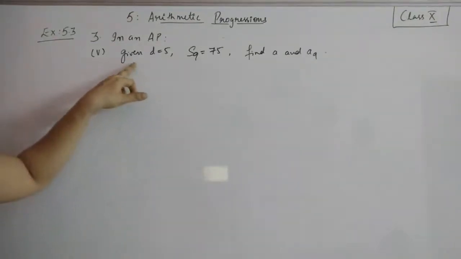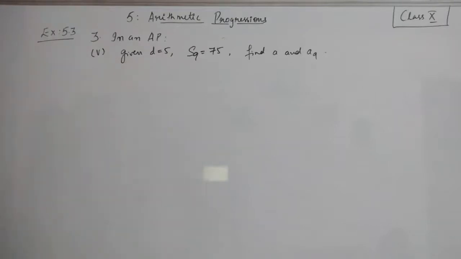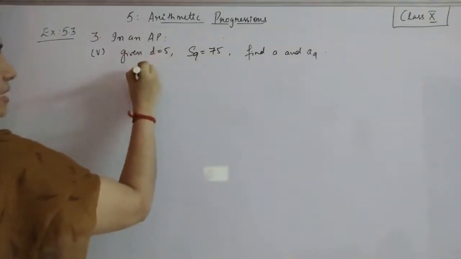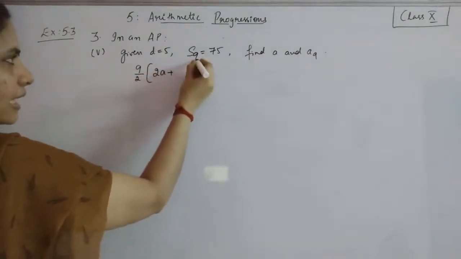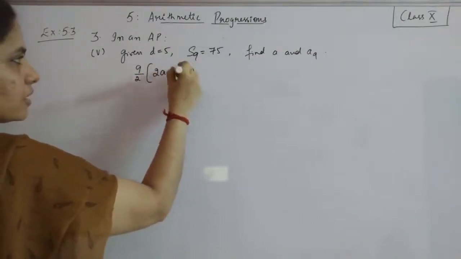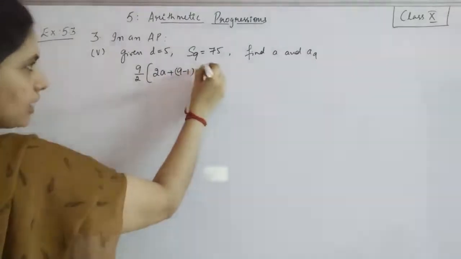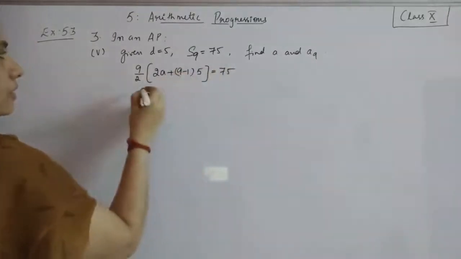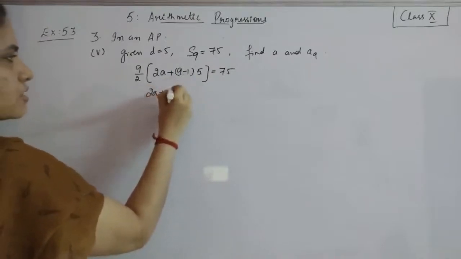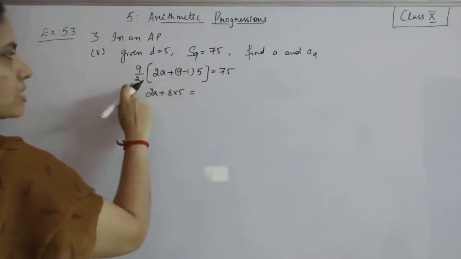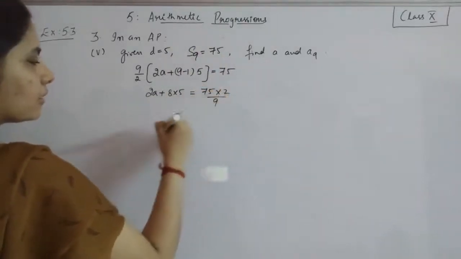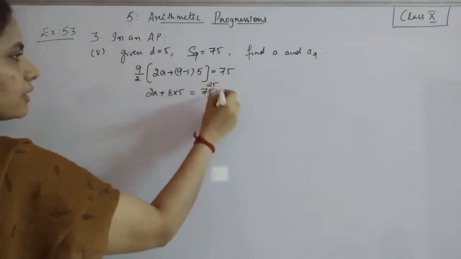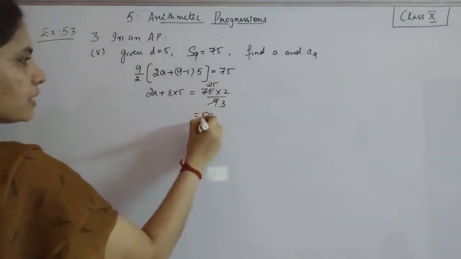Fifth one is, given d is equal to 5, S9 equal to 75, find a and a9. So from S9 we will start. S9 means it is 9 by 2 into 2a plus n minus 1 into d. n is 9. So you get 9 minus 1 into d, which is 5, is equal to 75. So 2a plus 8 into 5 is equal to, I am just taking 9 by 2 to the other side, so you will get 75 into 2 by 9. So this will get cancelled. You will get 25 and 3 here. That means this became 50 by 3.